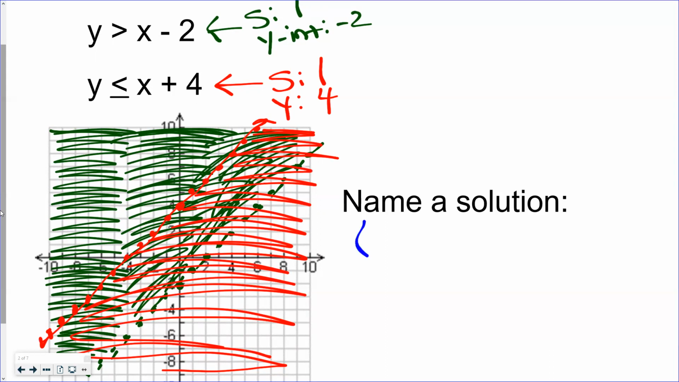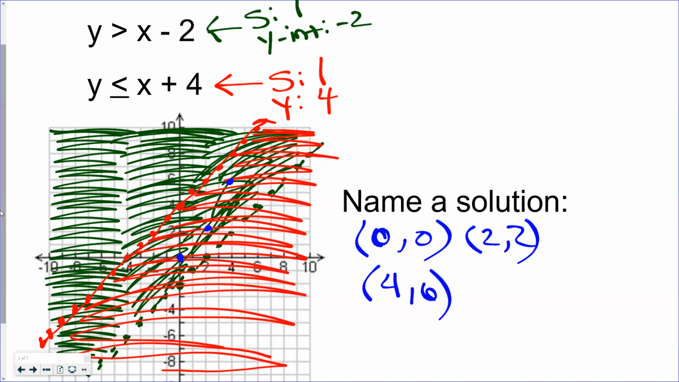So if we need to name a solution, one could be 0, 0. We could say positive 2, positive 2. I could say positive 4, positive 6. Anything, as long as it's in that double shaded area, would be considered a solution.